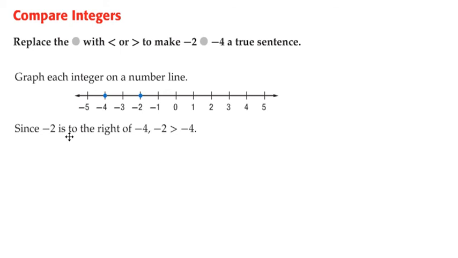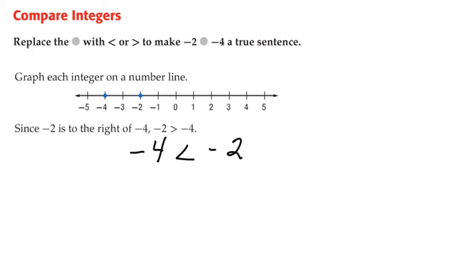So it says since negative 2 is to the right of negative 4, it is bigger. Remember, it is greater than. So the symbol that would go in there is negative 2 is greater than negative 4. Okay, I want to show you one other thing here. We could also write negative 4 is less than negative 2. It's another way we could write that, but it wasn't given to us in that order. So to make that sentence true, that's how we would write it.